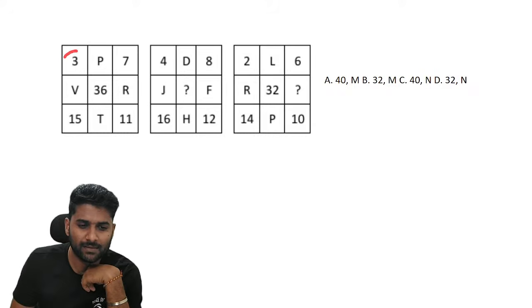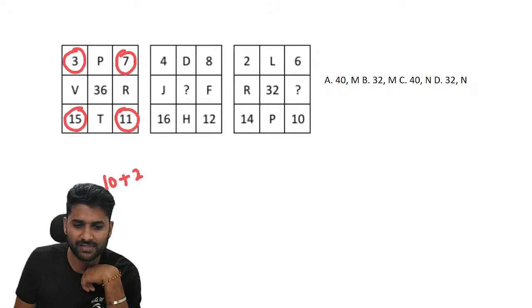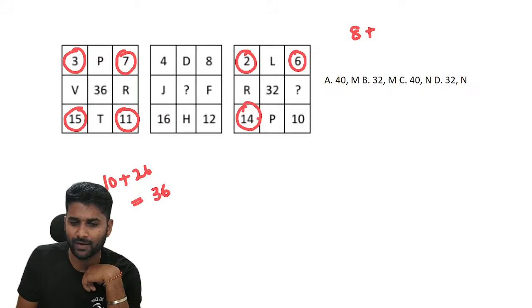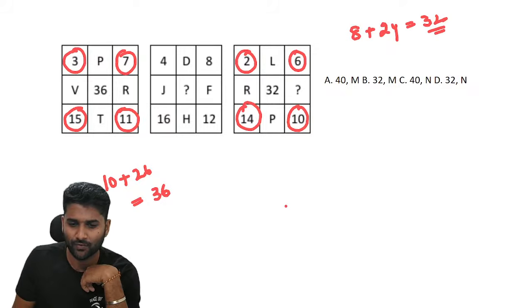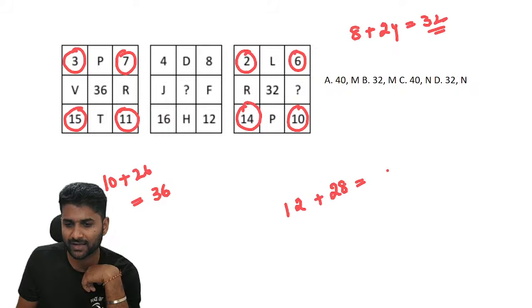If you go through the sum of all these numbers, 3, 7, 15, 16, 10 plus 26 is equal to 36. Verify this case. 2, 6, 8, 14, 10 is 24 and the resultant is 32. Finally, 4 plus 8 is 12, 16 plus 12 is 28, then the number must be 40.